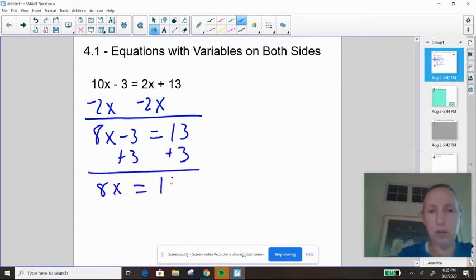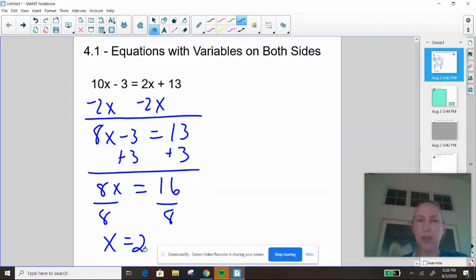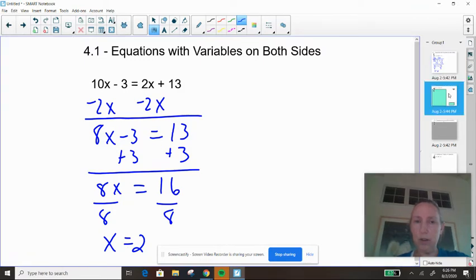I could also have gone the other direction, but I kind of like to keep my x's positive just because it makes life just a little easier. And my last step is I'm dividing both sides by 8, and I got an answer of 2. So hopefully you look at that and you're like, yeah, easy peasy, I got this. So go ahead and do one.